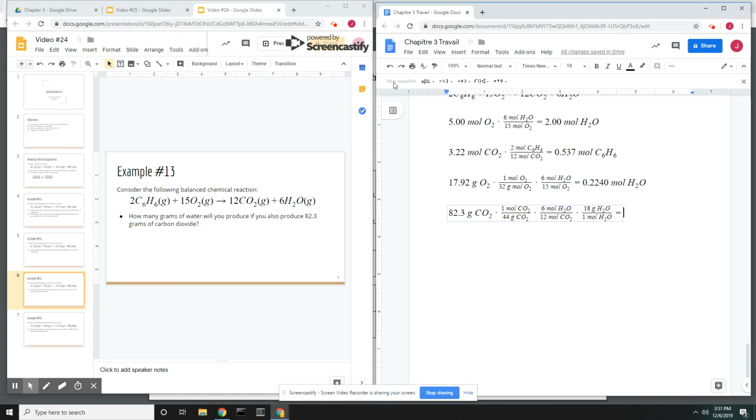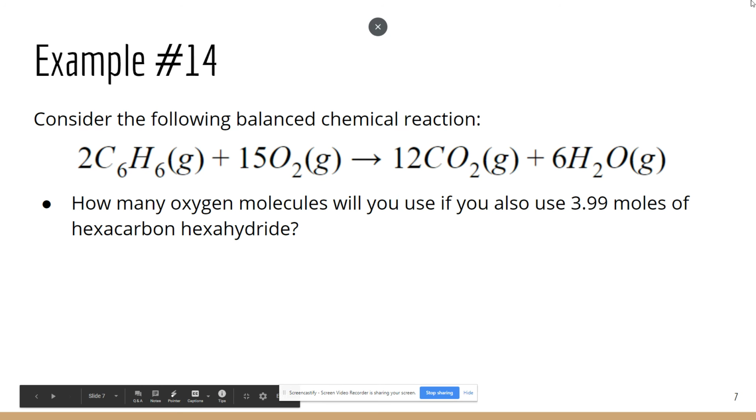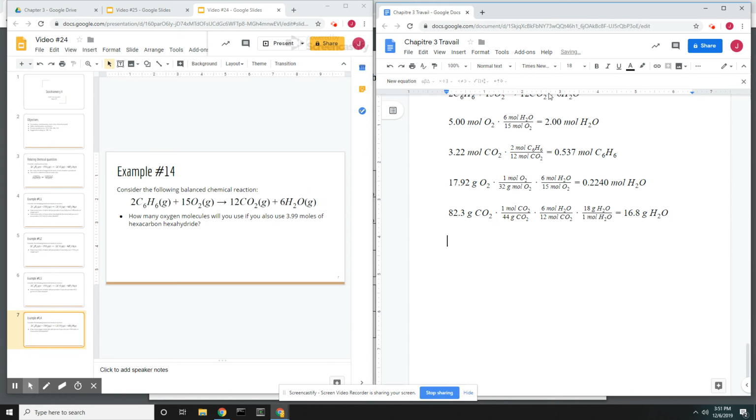Rounding this to 3 significant figures. And then we have one more. Pause here. So I'm starting with moles of benzene, C6H6, so I don't need anything with its molar mass. I can go right to the mole to mole ratio. And then I'm looking for molecules of O2, so I'm going to use Avogadro's number.